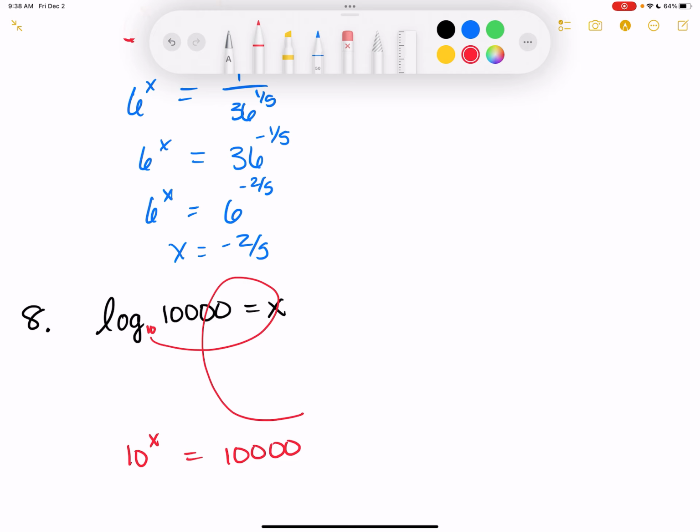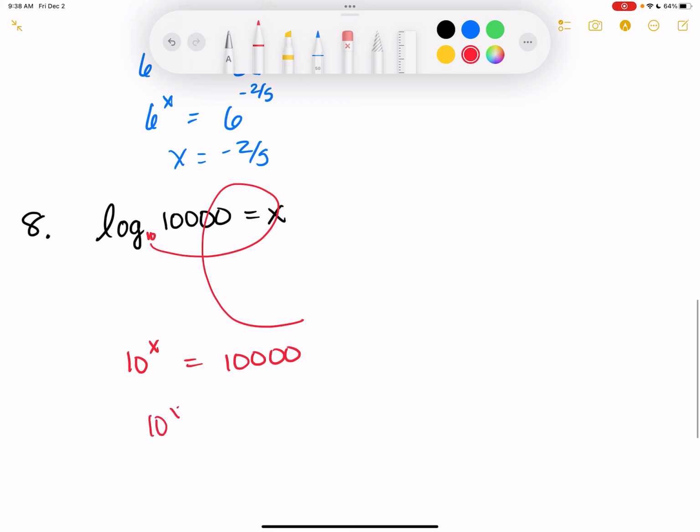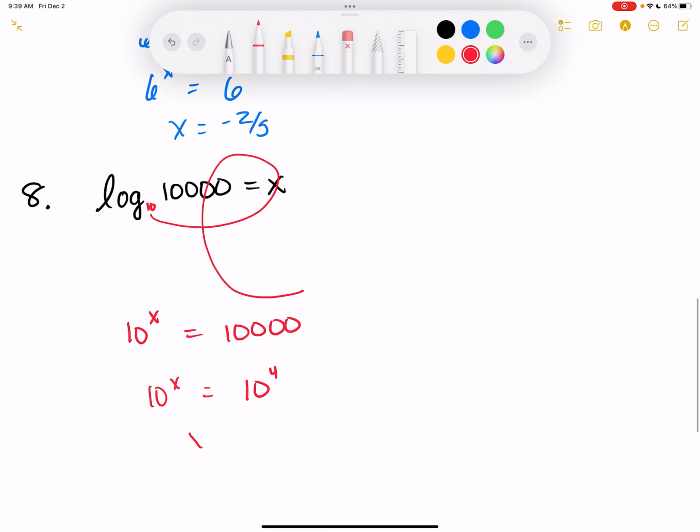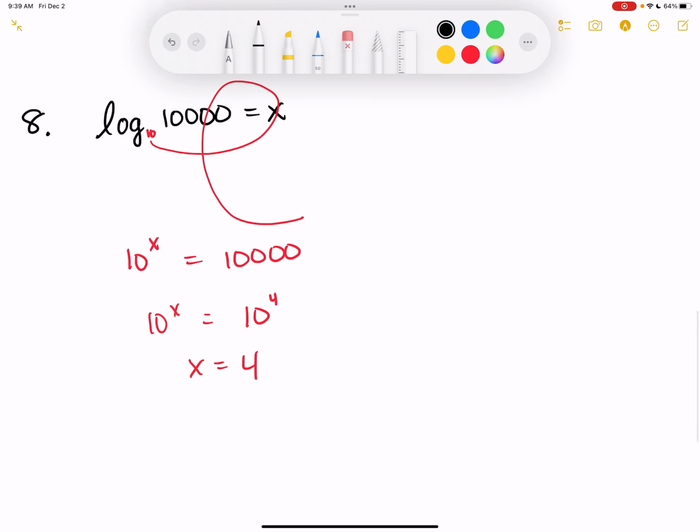So 10,000 is 10 to what power? 10 times 10 times 10 times 10. Is it 4? Yes. However many zeros it has, count the zeros. I accidentally multiplied. So x equals 4. Sorry, it's okay. I just multiplied 10 by 100.